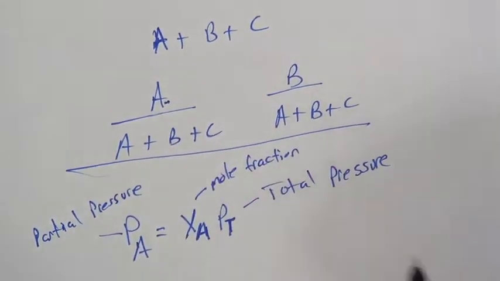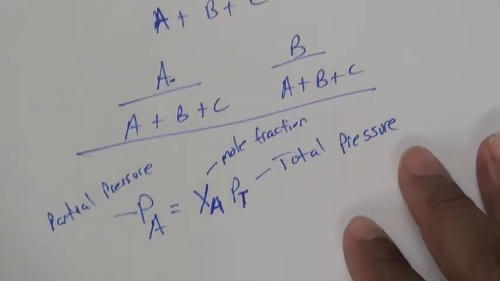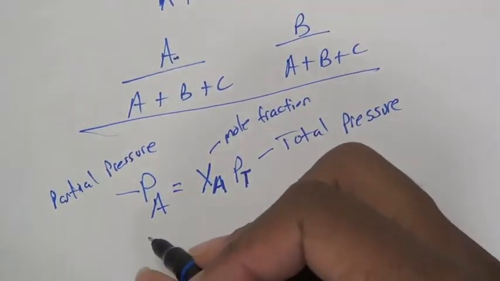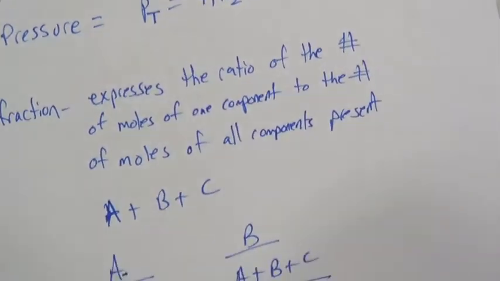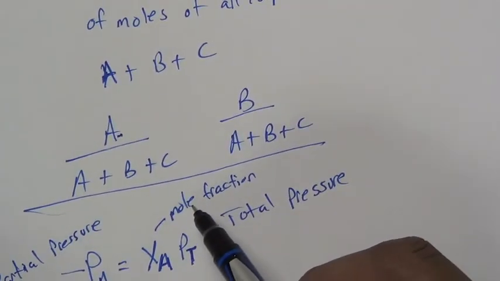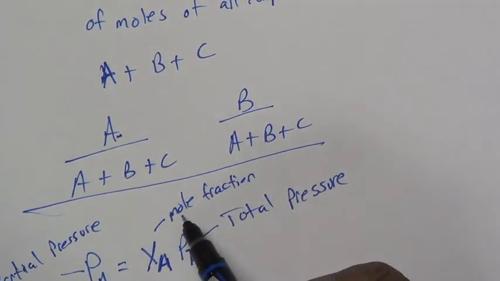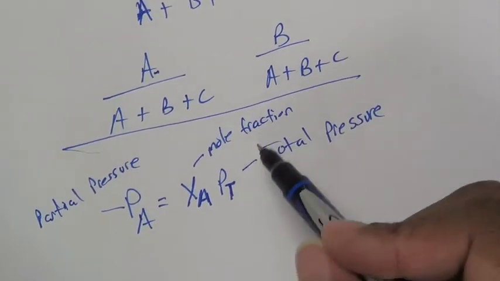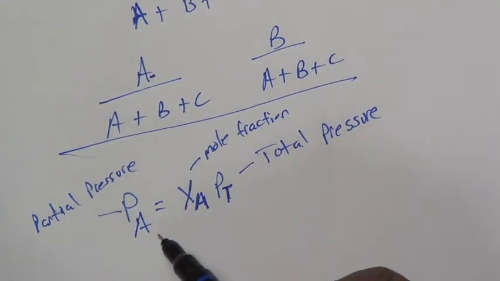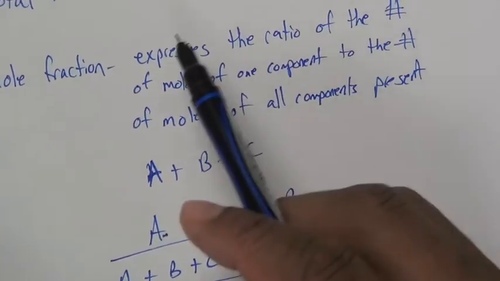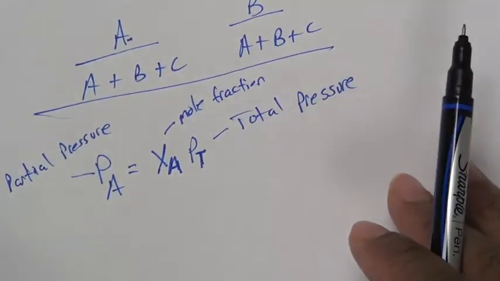Alright. Now, the partial pressures should add up to the total pressure, and the mole fractions of all the components should add up to 1. Say that again: the mole fractions of the components should equal 1, and the partial pressures should always equal the total pressure. So let's do an example.